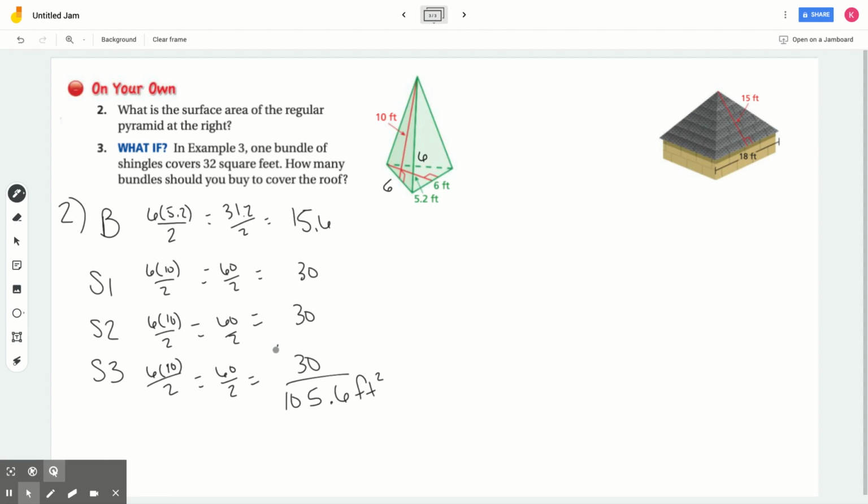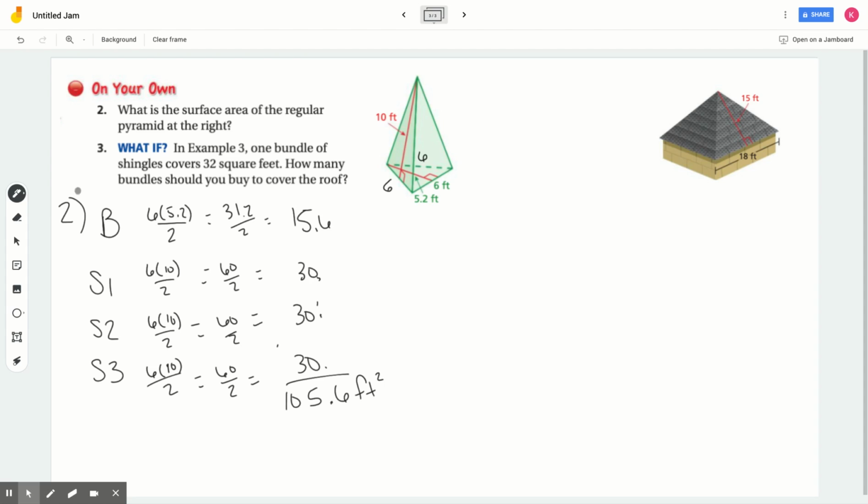All right, as you can see here, I have worked out my calculations, as you should have as well. 6 times 5.2 is 31.2. When we divide by 2, we get 15.6. 6 times 10 is 60, divided by 2 is 30. All 3 of those sides are the same. When we add these again, lining up those decimal points, we end up with 105.6 feet squared. So that is the surface area of this triangular pyramid.